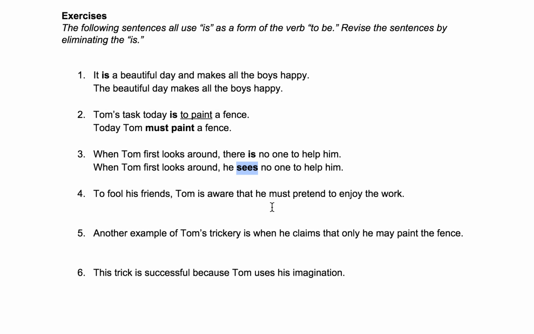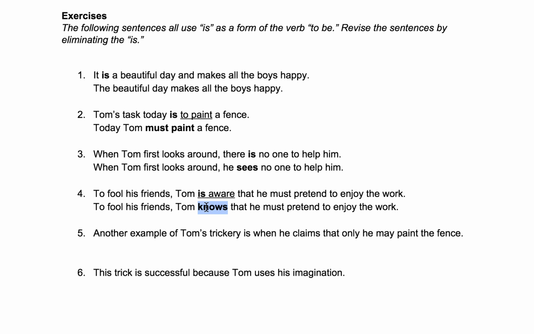To fool his friends, Tom is aware that he must pretend to enjoy the work. All right, so we have our form of be here, is, and we notice that we have this idea, is aware. And we want to use a verb that is basically equivalent to is aware. Well, the first part of the sentence needs no change. To fool his friends. Then we'll say Tom, and then what? Well, knows is equivalent to saying is aware. And then we can keep the rest of the sentence as it is. So Tom knows that he must pretend to enjoy the work.